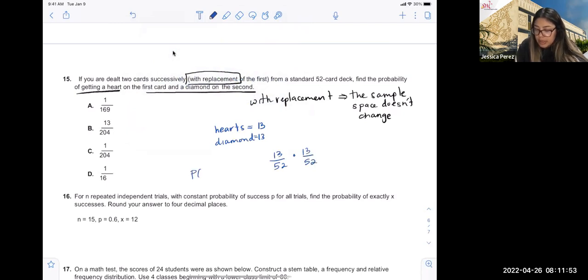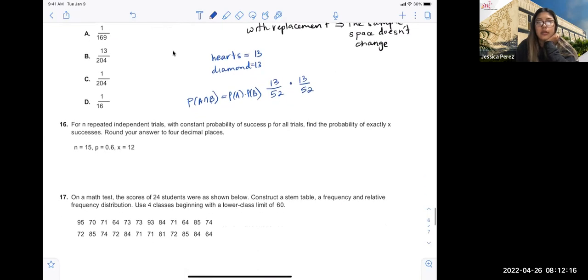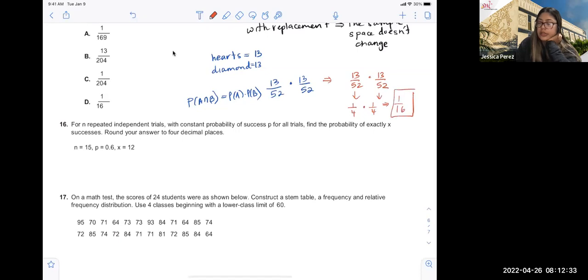So the probability of A and B is the probability of A times the probability of B. So then you multiply the probabilities. You need to be careful: 13 out of 52 times 13 out of 52. You want to go ahead and simplify. This is 1/4 times 1/4. This gives you 1 over 16.